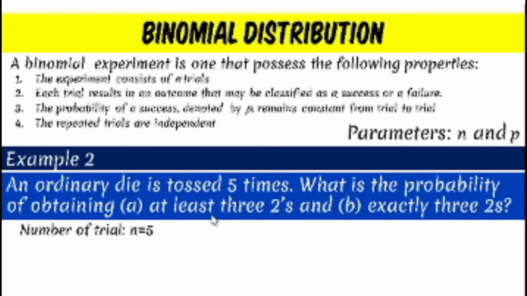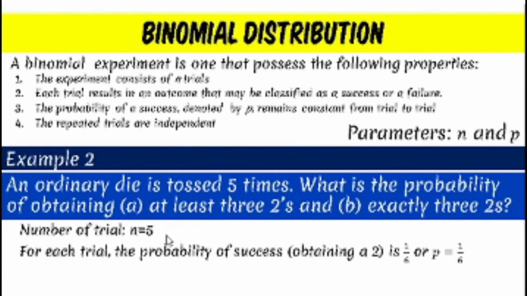The parameters are very clear here: we are going to toss it 5 times. That's the value of n. And for each trial, what is the probability of success? Obtaining a 2. Since there are 6 numbers, there are 6 possible outcomes for each trial, and of those 6 outcomes, only 1 is a 2. So the probability of a success for a trial is 1 out of 6. That should be the value of our p, 1 over 6.